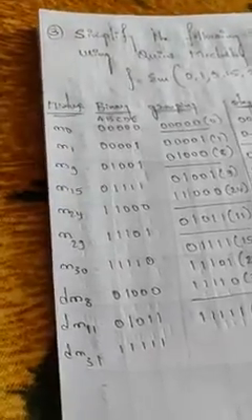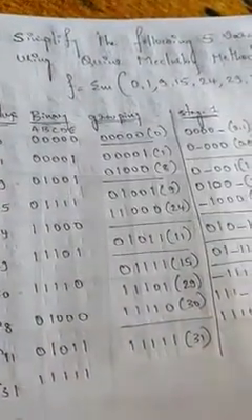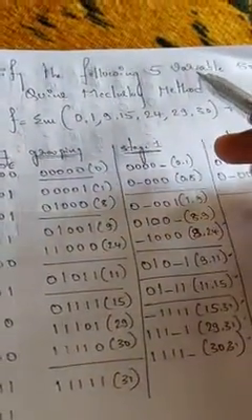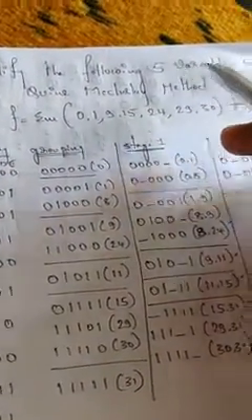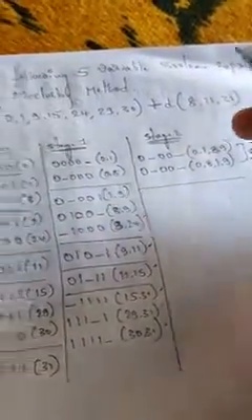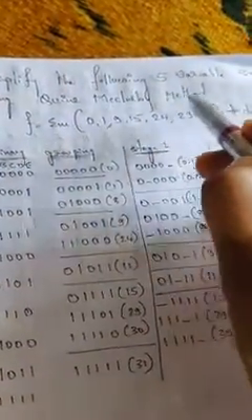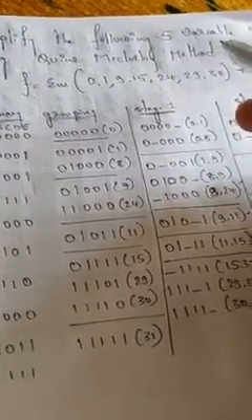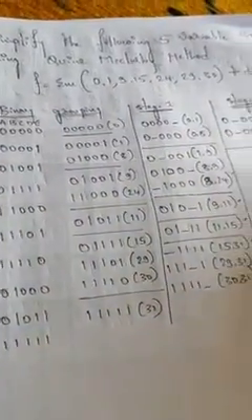So let's go for one more problem. Look at this question: simplify the following 5-variable Boolean expression using the Quine-McCluskey method. It's not a 4-variable, it's a 5-variable expression. In the case of the Quine-McCluskey method, you can expect a question consisting of 5 variables.